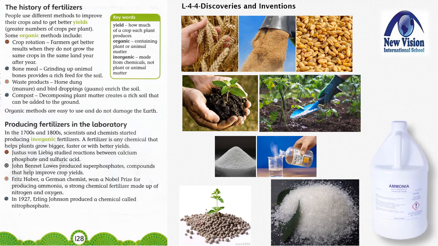Okay, now, I need to ask you the meaning of the keyword from this page. First, yield. Very good. Yield means how much of a crop each plant produces. Second, organic. Very good. Organic means containing plant or animal matter. Third, inorganic. Excellent. Inorganic means made from chemicals, not plant.